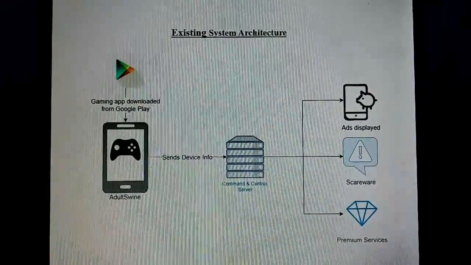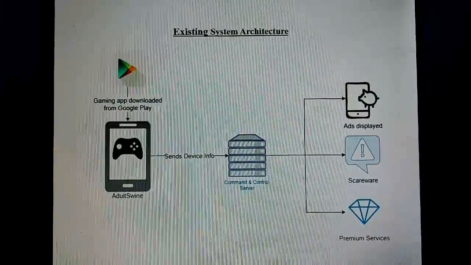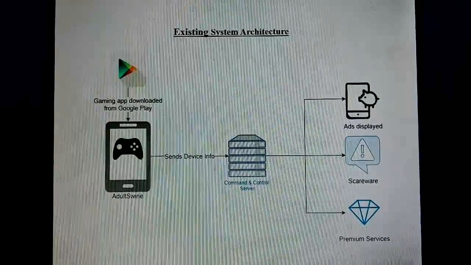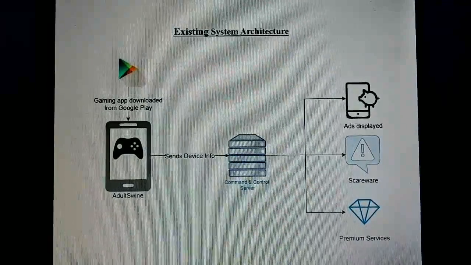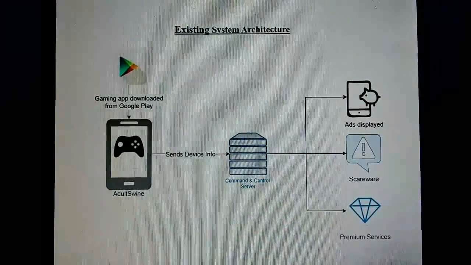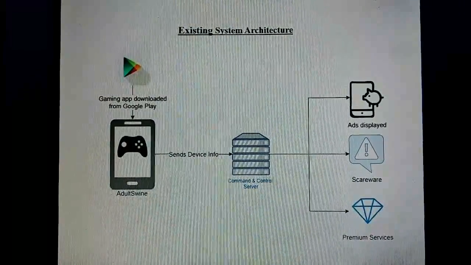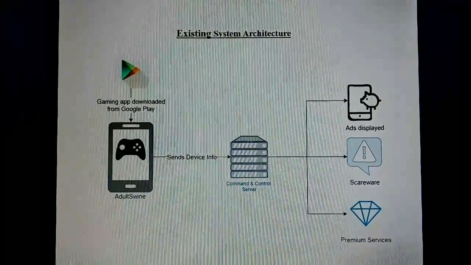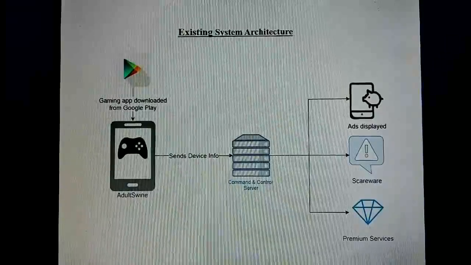This picture shows us what actually happens when an application is downloaded from the Google Play Store. For example, in this diagram, a gaming app is being downloaded from the Play Store. As soon as the application is installed in the device, information is sent to the server. When we open that particular app, we will get ads displayed. The second one is the scareware. Scareware is nothing but malware. Premium services is what the application actually does.